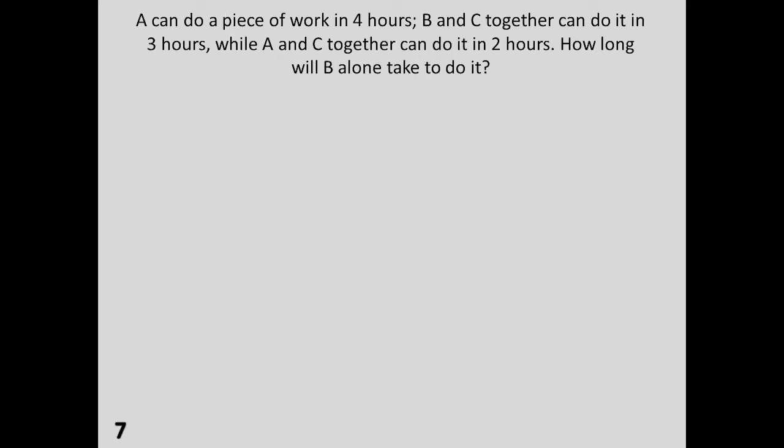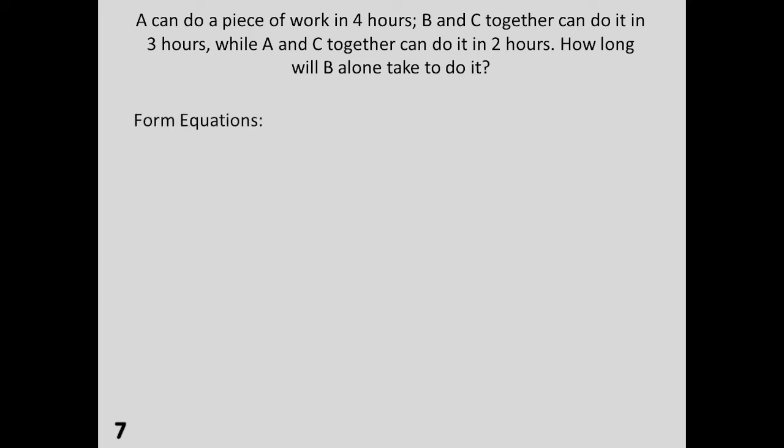Question 7. A can do a piece of work in 4 hours. B and C together can do it in 3 hours, while A and C together can do it in 2 hours. How long will B alone take to do it? Whatever basics we went through till now in this video should be enough to solve this question. Pause the video here and try to solve it on your own.